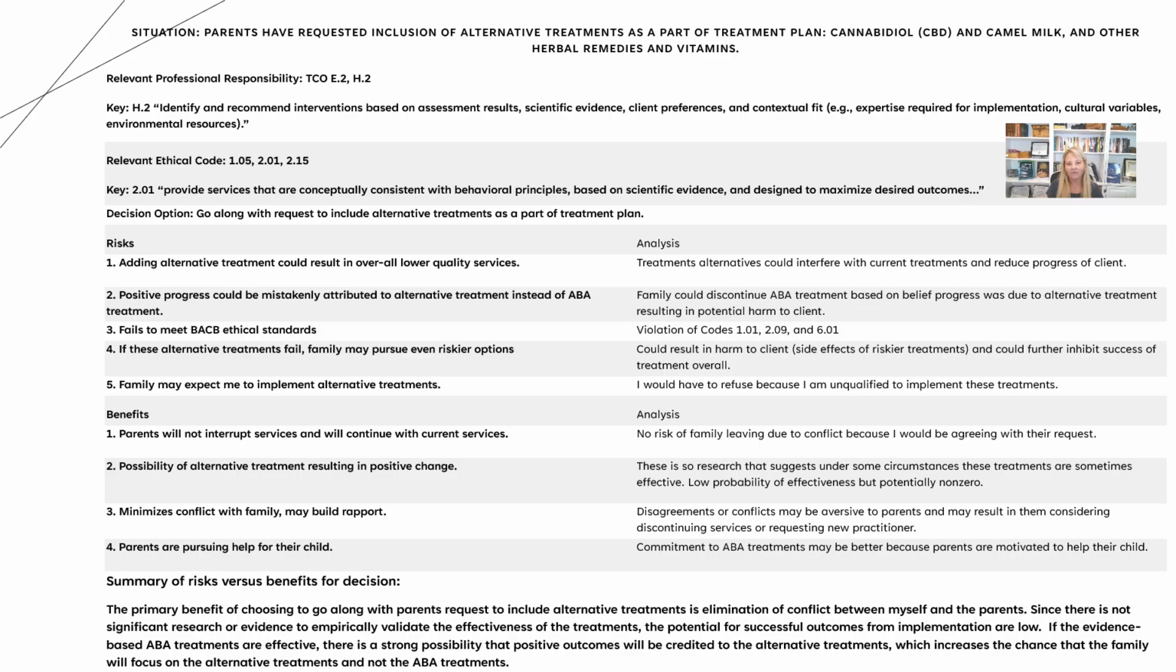The primary benefit of choosing to go along with the parent's request to include alternative treatments is the elimination of conflict between myself and the parents. Since there's not significant research or evidence to empirically validate the effectiveness of these treatments, the potential for successful outcomes from implementation is low. If the evidence-based ABA treatments are effective, there's a strong possibility that the positive outcomes will be credited to the alternative treatments instead, which increases the chance that the family will focus on the alternative treatments and not the ABA treatments. So that's my summary, which I'm going to use when it comes to the time to make my decision.